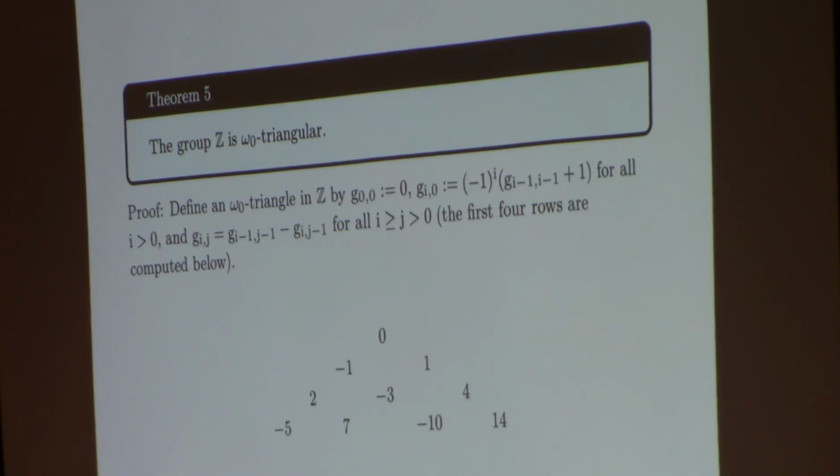But can you get all the integers? This will not get all the integers. It'd be fun if we could get all the integers. Certainly something I've investigated a little bit to see some other ways, but at least this gives us an omega naught triangle.